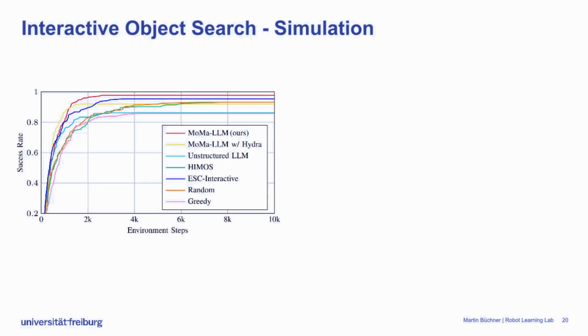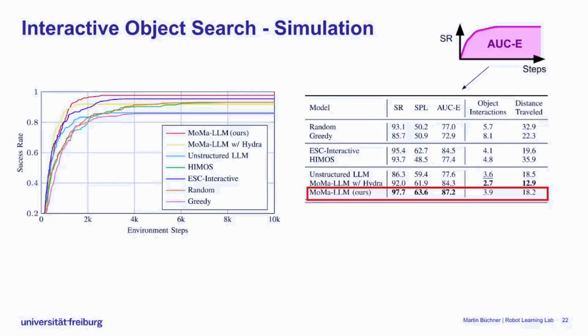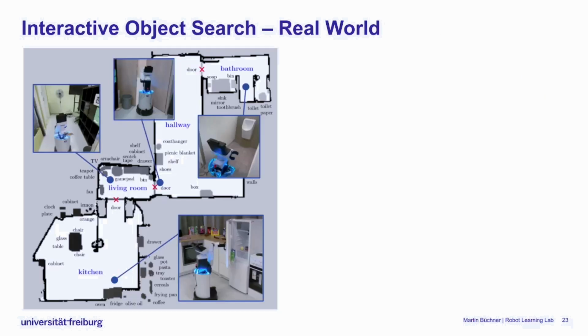In simulation using iGibson, we find that MoMa-LLM outperforms both zero-shot and trained baselines in overall task success given reasonable time budgets. As part of our work, we also introduced the novel ORG-E metric, which represents the area under the efficiency curve. The ORG-E metric alleviates the need for arbitrarily set maximum time budgets of the success rate. All in all, we obtained the highest success rate SPL as well as ORG-E, while minimizing the number of object interactions and distance traveled compared with previous zero-shot and trained baselines.